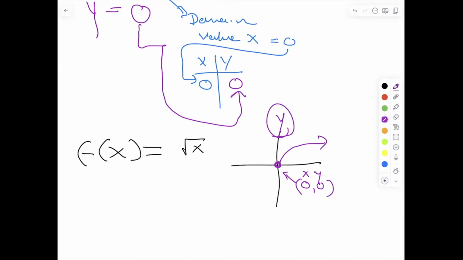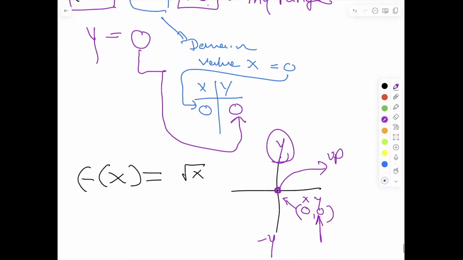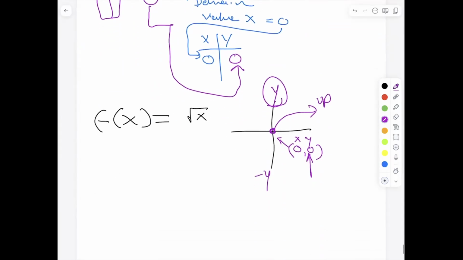So if this is a y value, this is going up. Do you see it going down to negative infinity? What is the lowest value for y? 0, right? So the same thing here. What is the lowest value that I can have for y? Well, if f of x is y, the lowest value I can have is 0 right here. So that would be my range. What would be my range?